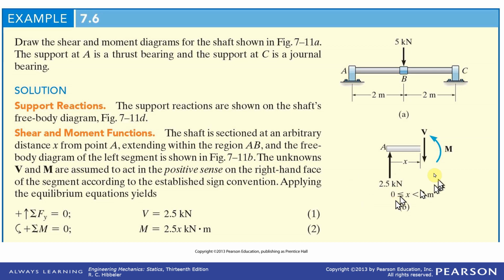That means V, there's V right there, for the left-hand portion. It's going to have to be 2.5. The moment around this point is going to be M plus negative 2.5 kilonewtons times x. When we solve the equation, M equals 2.5x kilonewton meters.